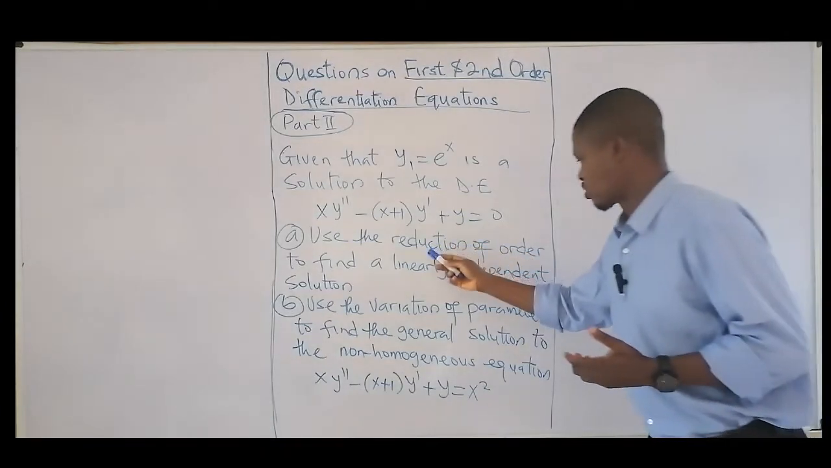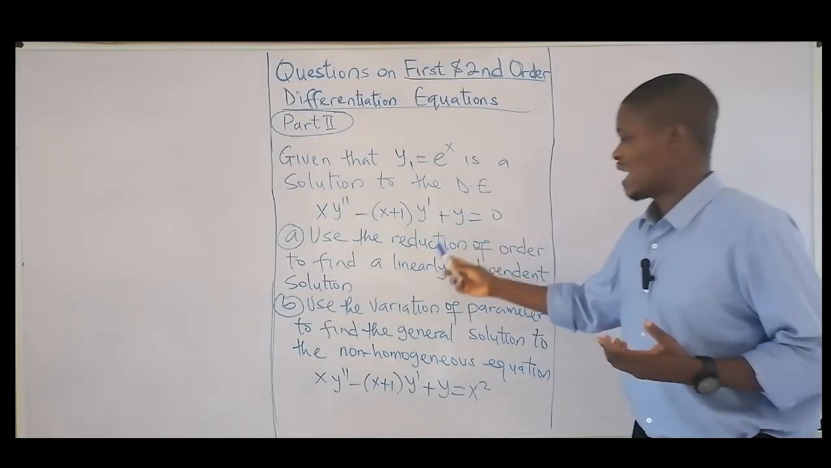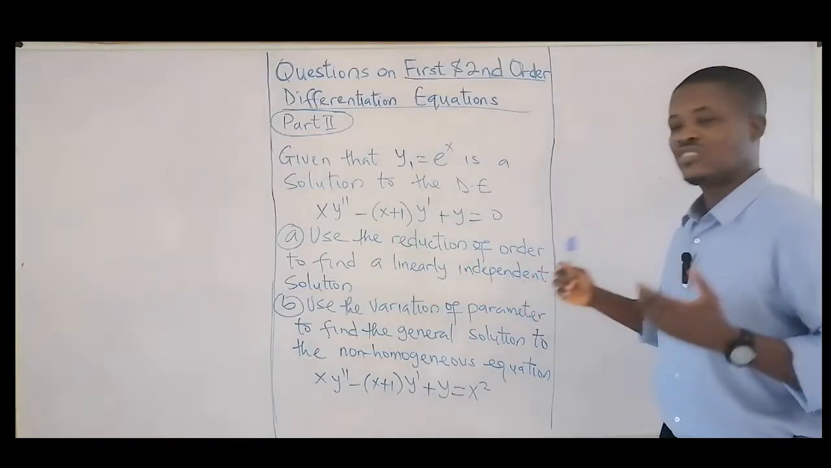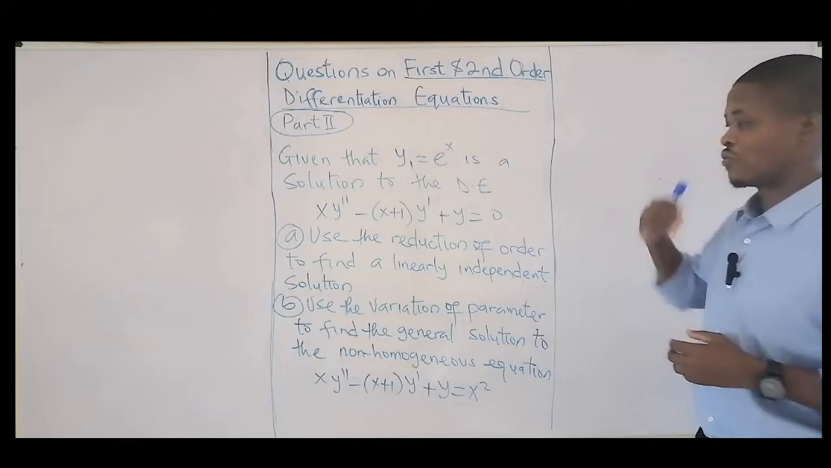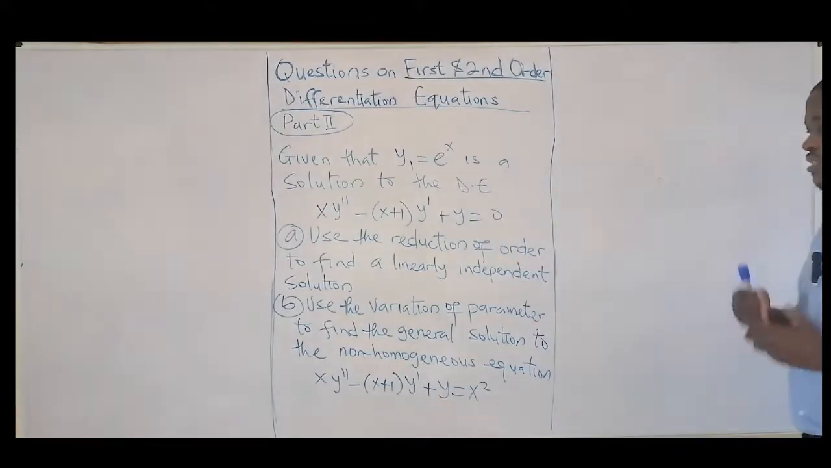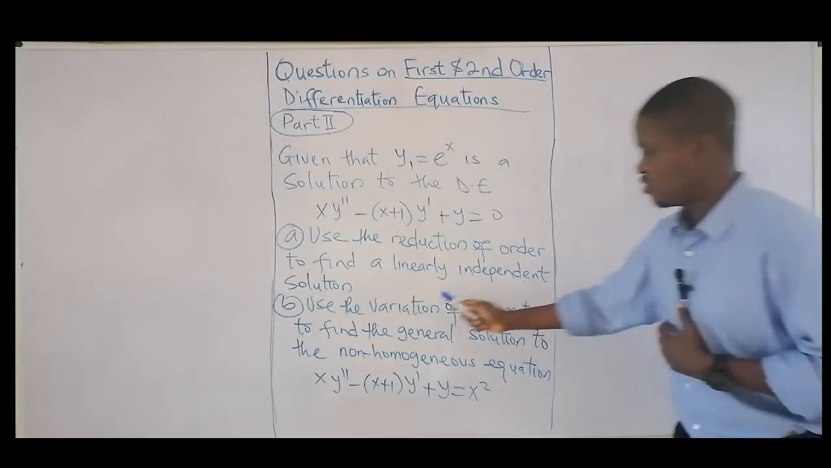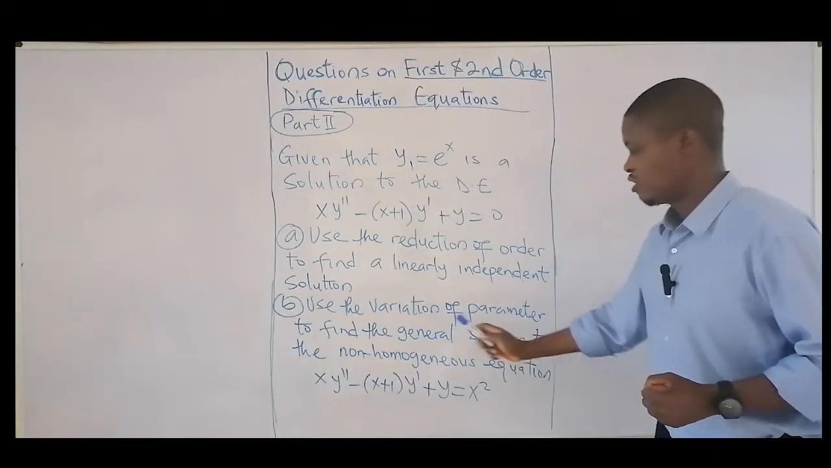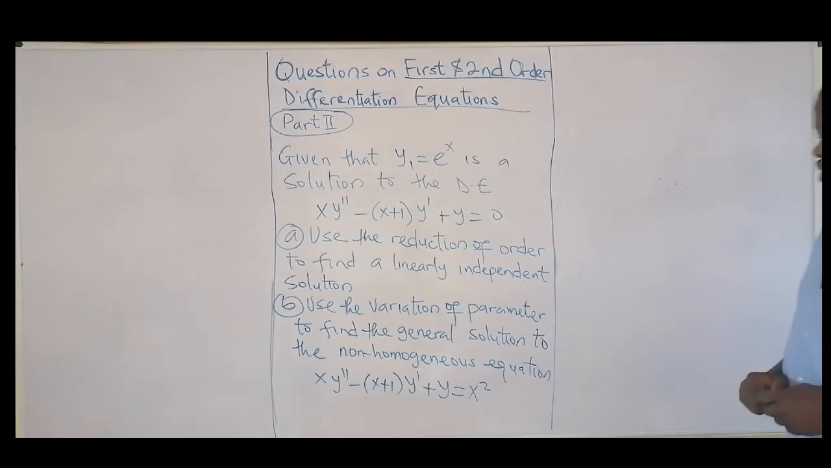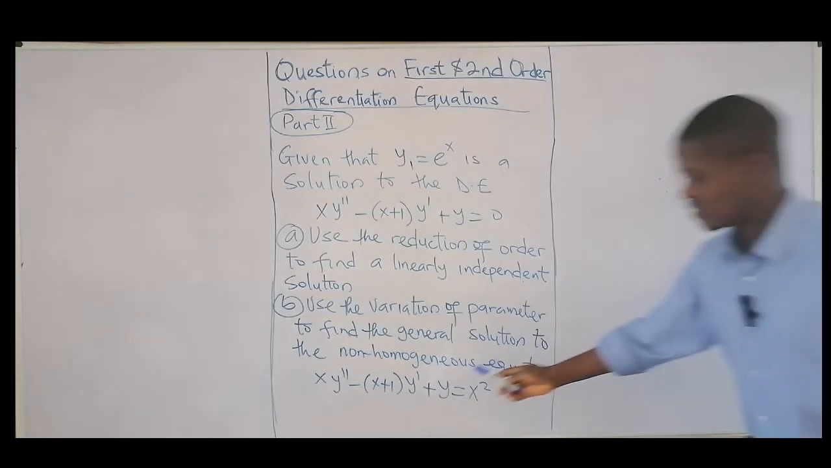Part A: use the reduction of order to find a linearly independent solution. One of the solutions has been given to us, and we want to find the second solution. Part B says to use the variation of parameters to find the general solution to the non-homogeneous equation.